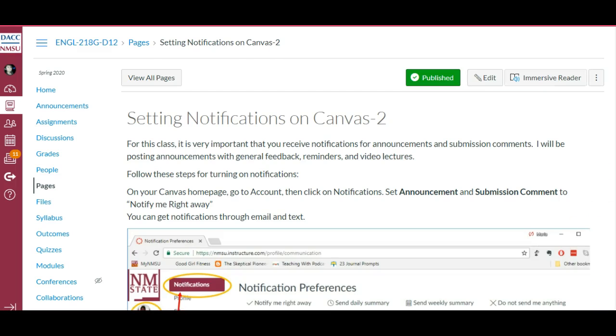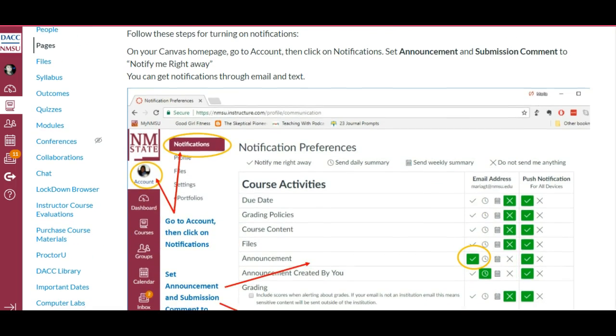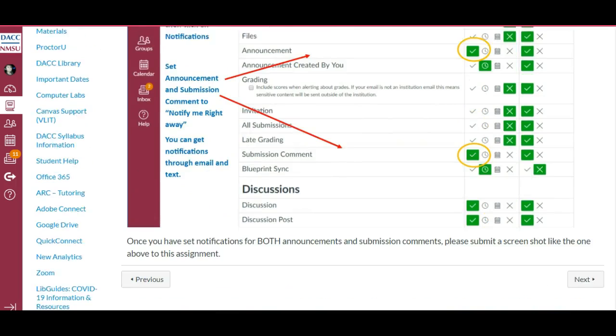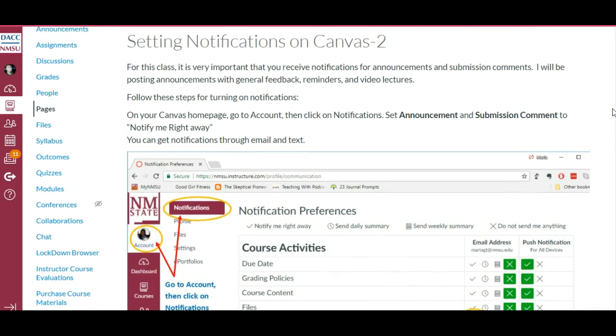I also went ahead and provided instructions on how to set up your notifications. Since we are doing this online, it's important that you get notified of whenever announcements are created and whenever assignments are due and things like that.